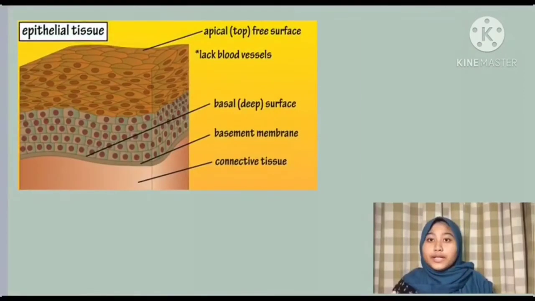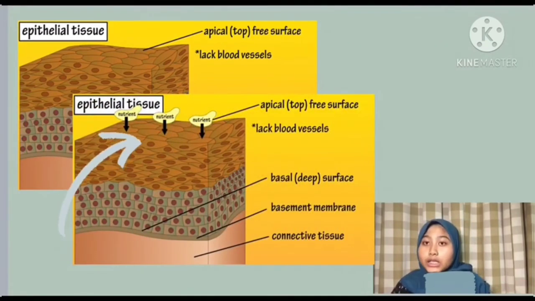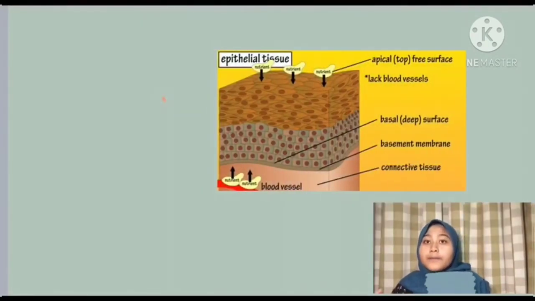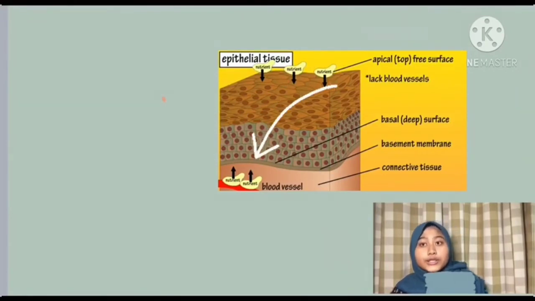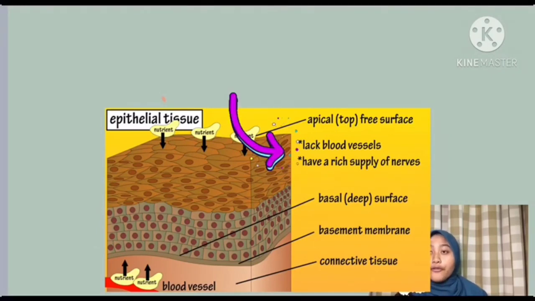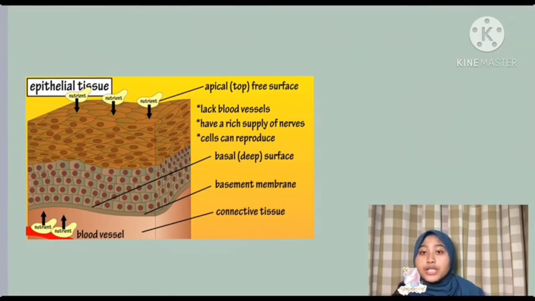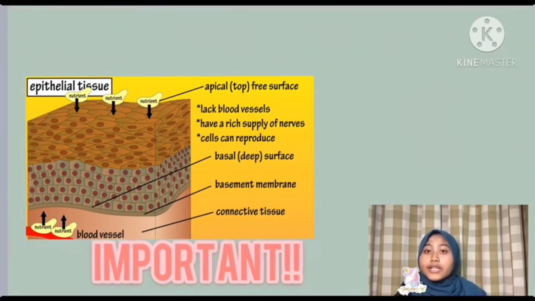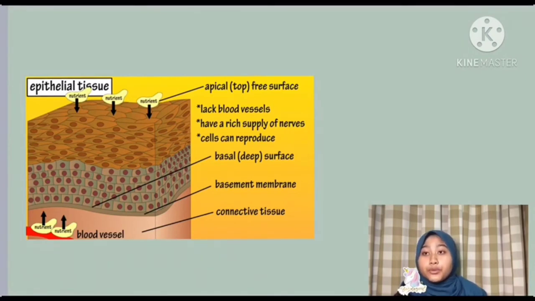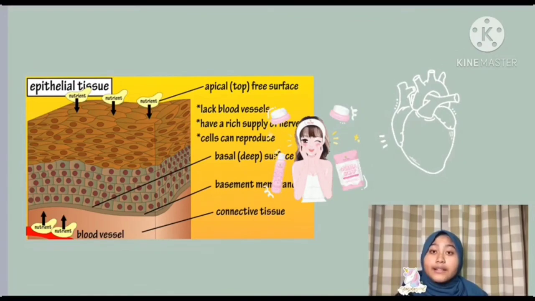Epithelial tissue lacks blood vessels, which is called avascular, so they get nutrients from their apical free surface or by diffusion across their basal surface from the underlying connective tissue. Epithelial tissue is also innervated, which means that they have a rich supply of nerves, and epithelial cells can reproduce themselves, which is important because they go through severe wear and tear such as in the skin and the respiratory and digestive tracts.